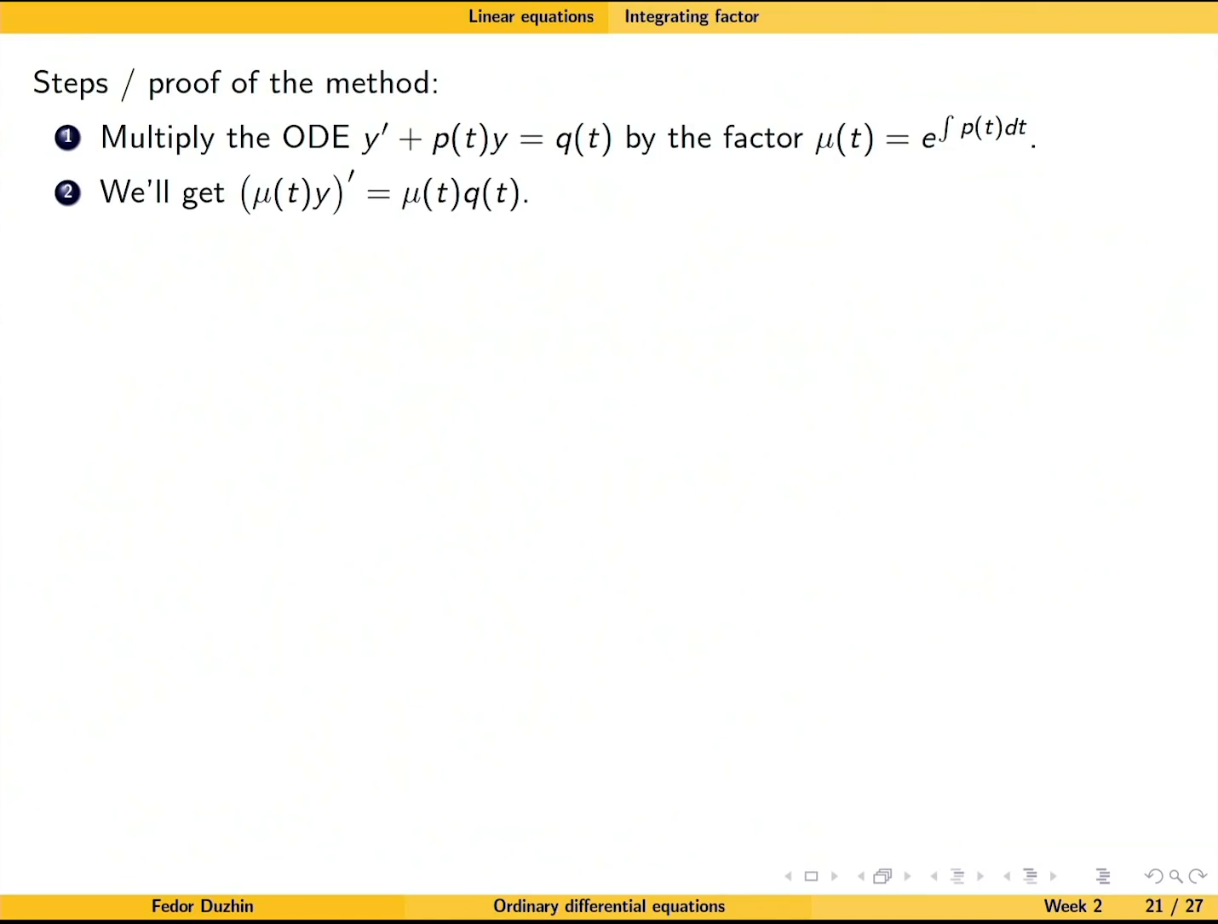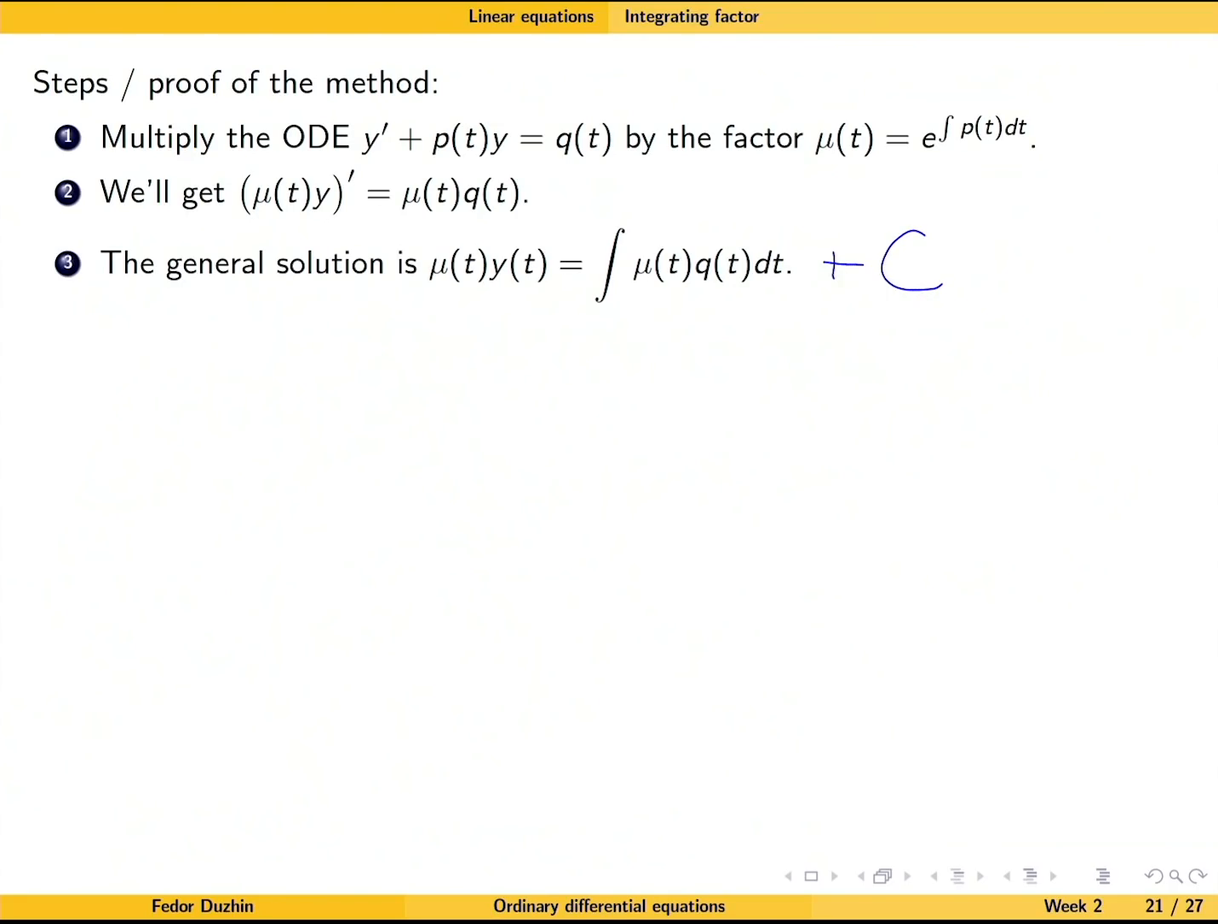Right? So then we're going to get an equation of this form. But then this equation tells us that the derivative of the unknown function mu times y is given. So then to find mu times y itself is just to integrate. So notice that here it is important to include the plus c.